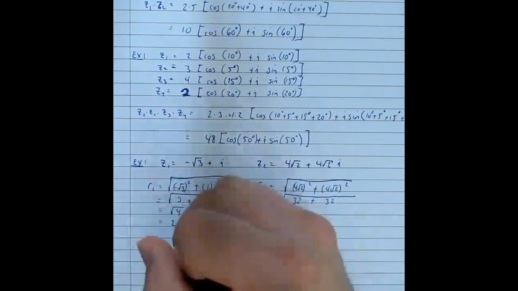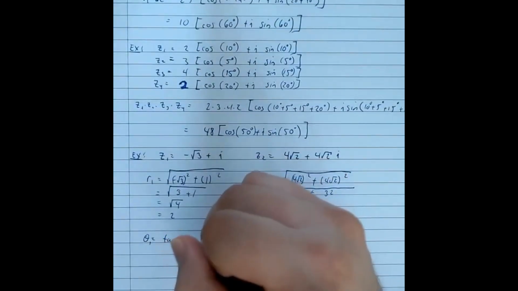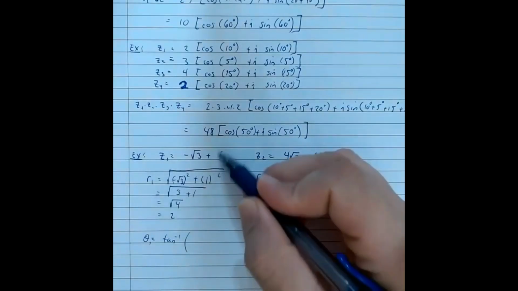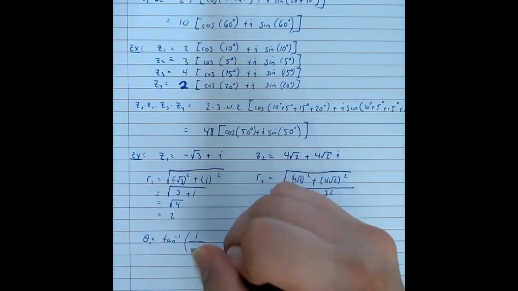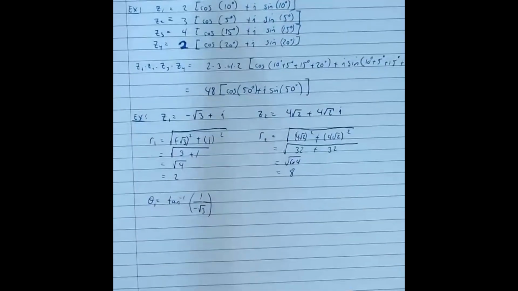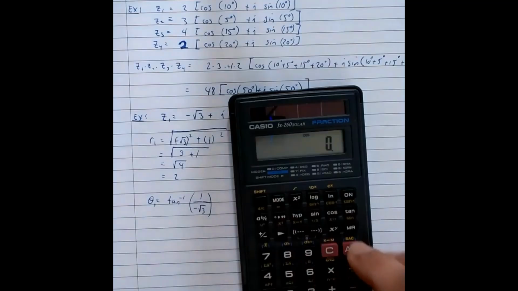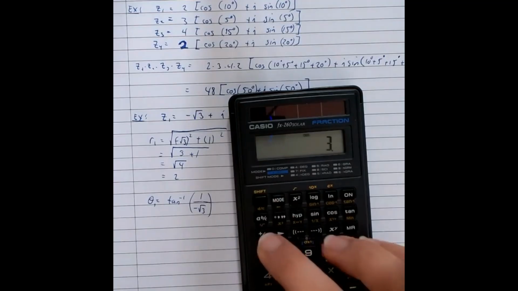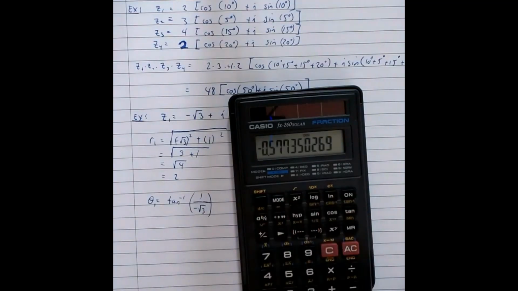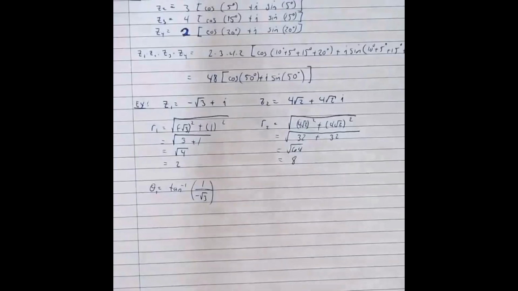And now let's go ahead and find the argument. Here the argument theta 1 is given by the inverse tangent of, take your b, which in this case is 1, over your a, which is negative root 3. And that one actually works out to be a nice number. That's 30 degrees, I believe. Right? Oh, that should be negative 30 degrees then. If I take 1 divided by negative root 3, and I take the inverse tangent, that'll give me negative 30 degrees. Okay, so that's negative 30.